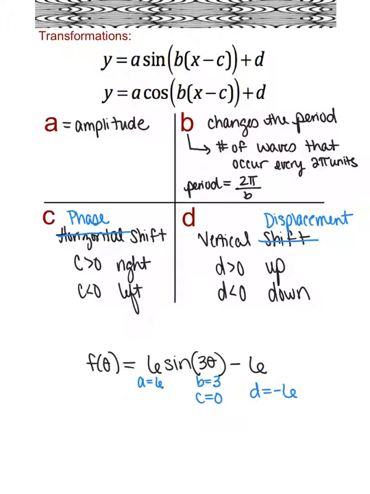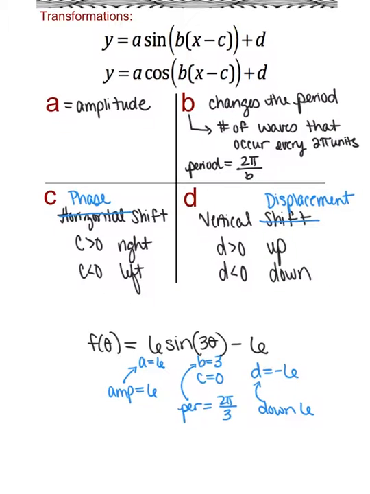So what this tells me is that my amplitude is going to change. It will now be 6. With this B value of 3, that means I need to fit 3 waves from 0 to 2 pi. So my new period is going to be equal to 2 pi divided by 3. And then this last piece tells me that I need to do a vertical displacement down 6 units.